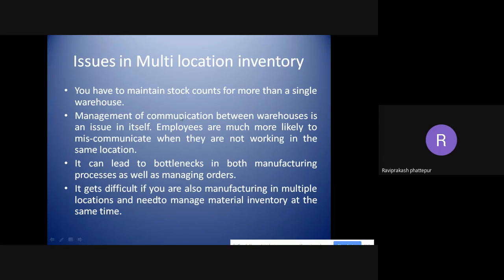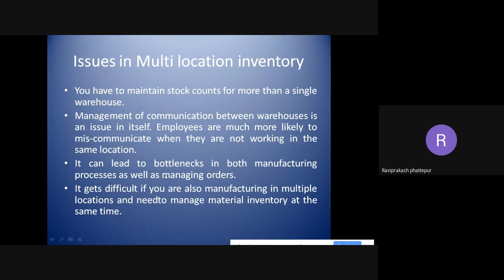Okay. Then management of communication. Yes, communication is very important. If you are not present there, and somebody says, okay, there are 10 products, it might be 10 products, it might be more than that, or it might be less than that. If you don't personally go there and check, or if you're not having any software solution for this, then it will be a lot of issue. Then it can lead to bottlenecks.